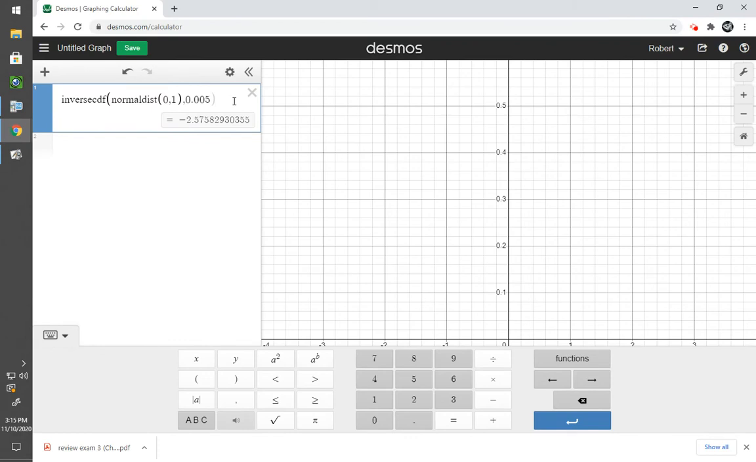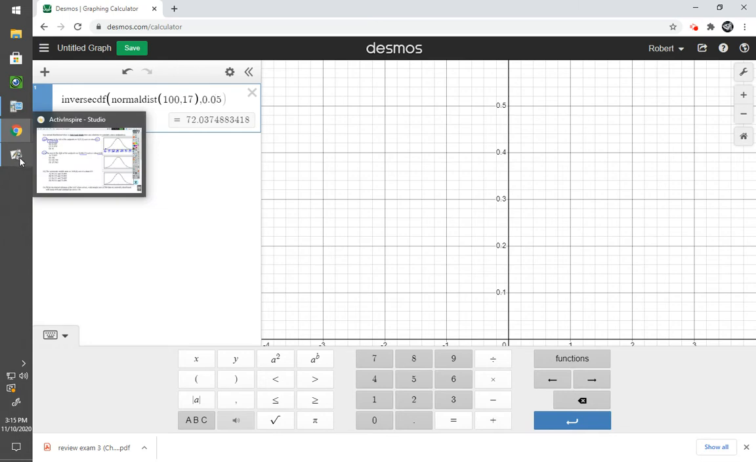So I'll clear out what I have here. Again, I'm finding an inverse, so I'm going to leave this alone. Normal distribution. I'm going to change the mean from 0 to 100. I'm going to change the standard deviation to 17, and I'm going to change the area to 0.05 like it told me. Now, remember, that's to the left-hand side, so that's a problem, right? Now we've got to think about what we're doing if we're using Desmos, because this works in a calculator, but it doesn't work in Desmos, so that is a wrong number right there.